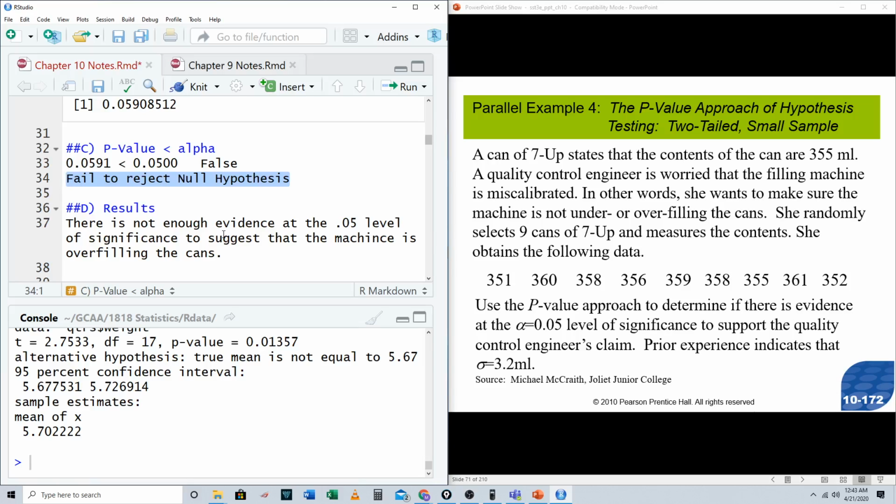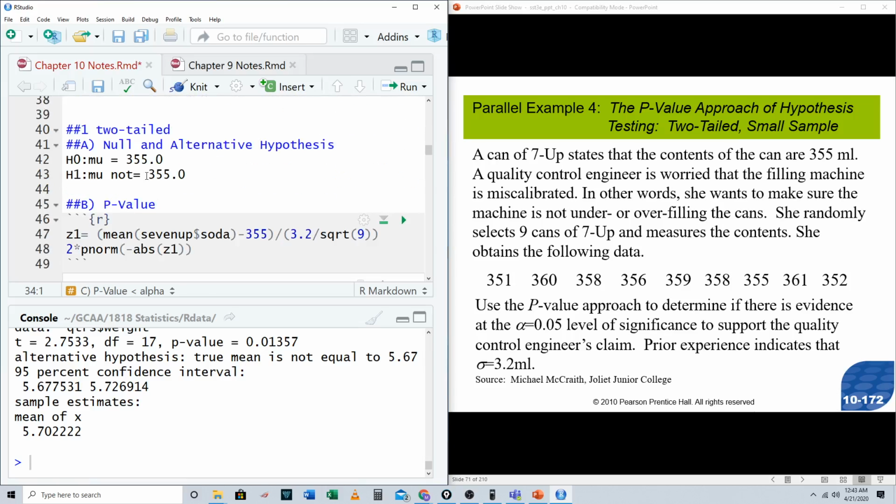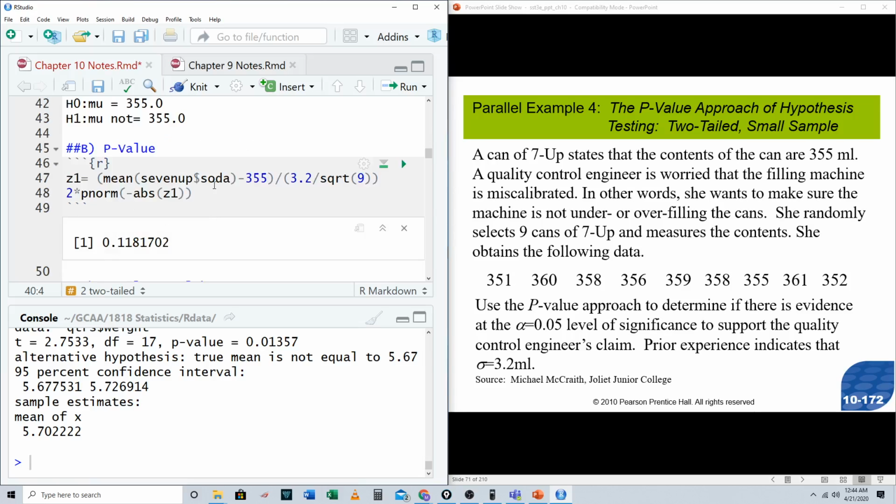Now, here's the difference between a one-tailed test, which is what we had before, and a two-tailed test. Less than or greater than is a one-tailed test. But if it's not equal to, that's a two-tailed test. So this is number 2 here, the two-tailed test. Same question, same setup, nothing's changed. This is the difference of a two-tailed test.